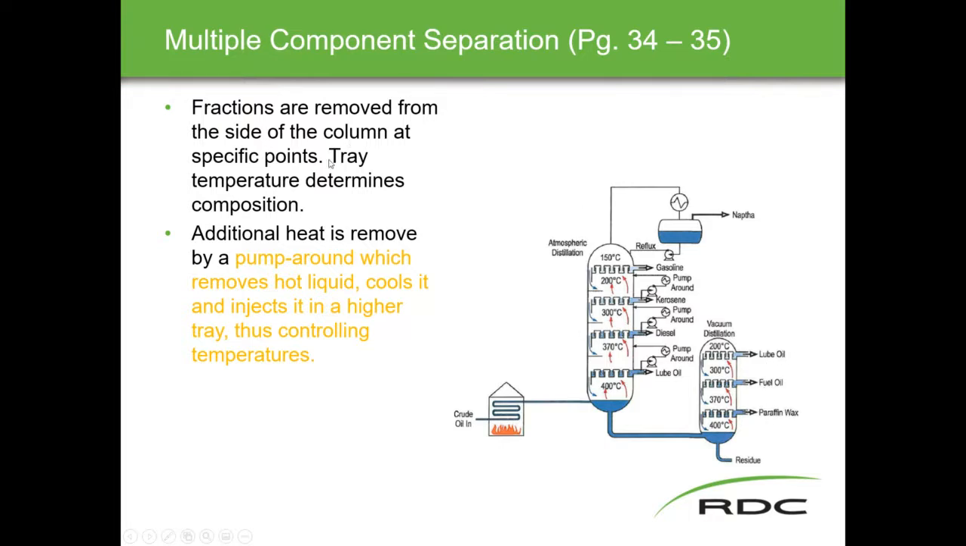So how do we do that? Fractions are removed from the side of the column at specific points. Tray temperature, again, tray temperature determines the composition. Additional heat is removed, missing a D there, by the scenario that we see here, which is called a pump round. We take some of the product and feed it back in to help cool this thing to make sure we have distinct variations between the trays. So pump round, which removes the hot liquids, cools it, and injects it in a higher tray, thus controlling the temperatures and making sure we have nice gradients, good clean separations in the temperature gradients, so that we get solid products coming out at each level.